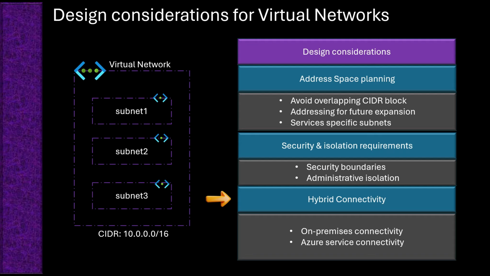For hybrid connectivity design consideration, if you plan to connect virtual networks with on-premises networks, ensure address spaces don't overlap with corporate IP ranges. Consider options like VPN gateways or ExpressRoute for secure connectivity. Be aware that some Azure services such as Azure Kubernetes Service might require their own dedicated virtual networks. You should plan to incorporate these services without IP conflicts with existing virtual networks.